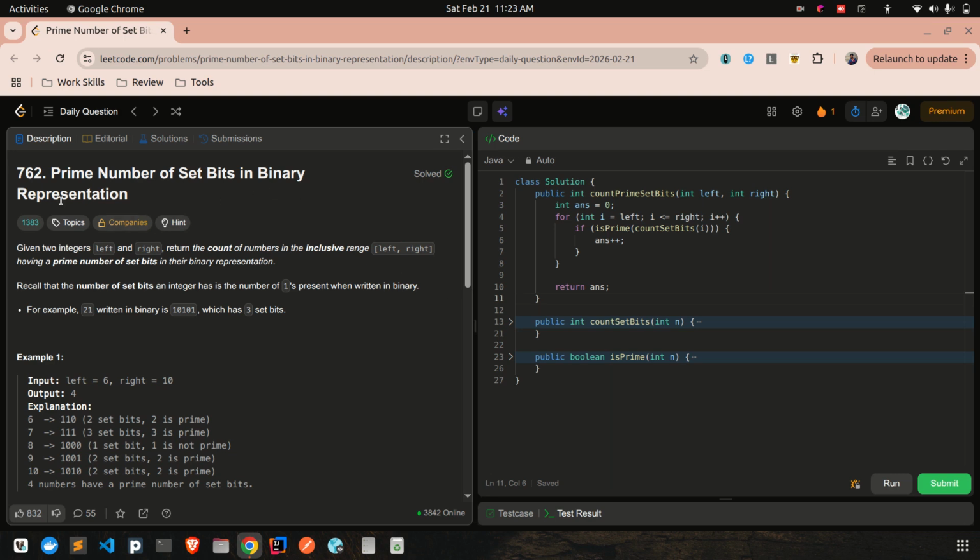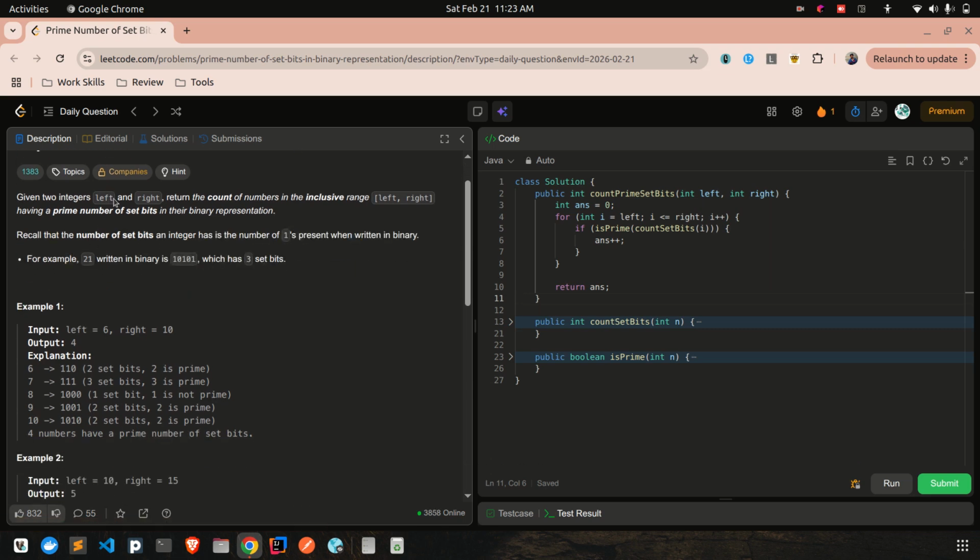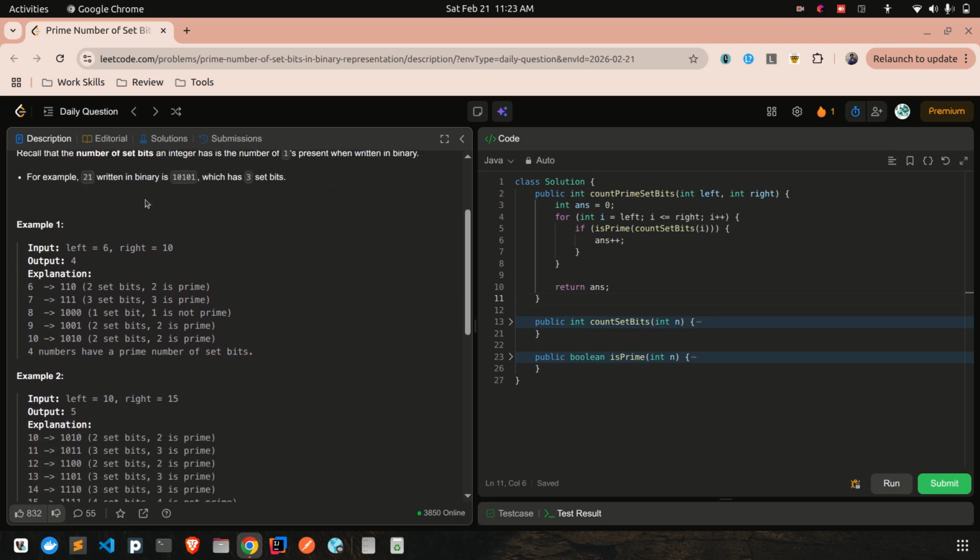My name is Raviteja. Let's solve today's Leetcode problem 762, Prime Number of Set Bits in Binary Representation. Given two integers left and right, return the count of numbers in the inclusive range of left to right having a prime number of set bits in their binary representation.